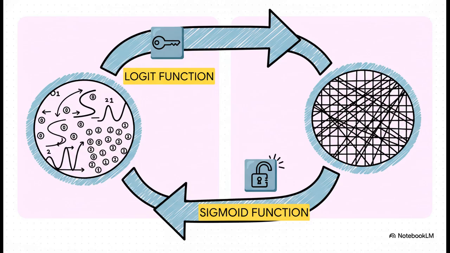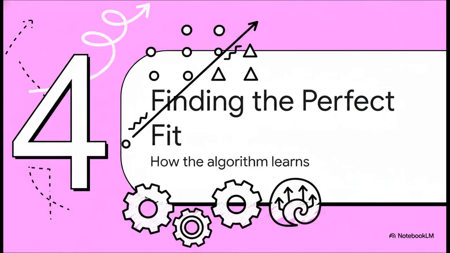Then the sigmoid function takes the result and brings us right back out of log odds world and into a probability we can actually use. They're perfect opposites. All right, so we have the mechanics down. We know how to go back and forth. But how does the computer actually find the best possible straight line in that log odds space?